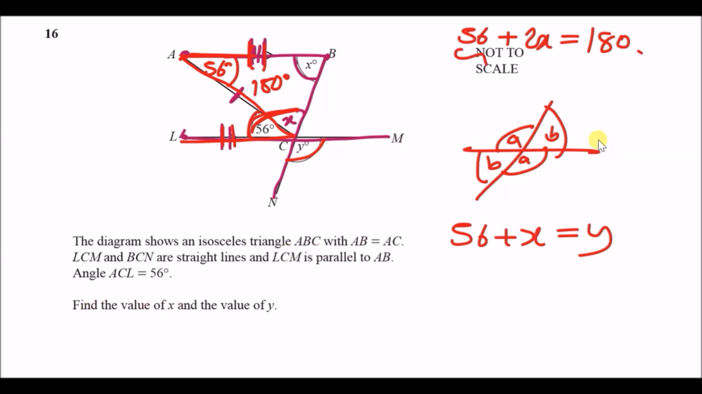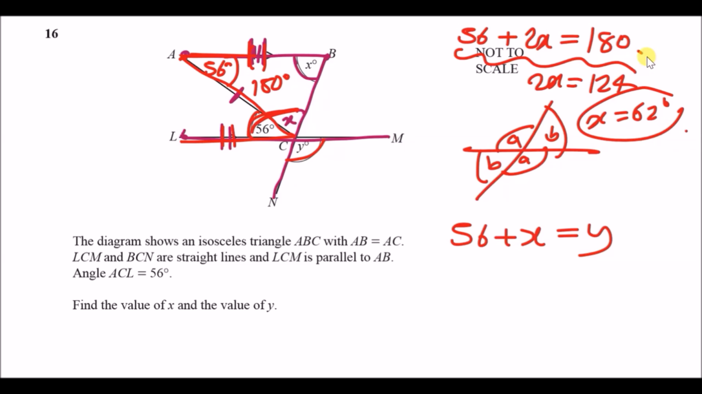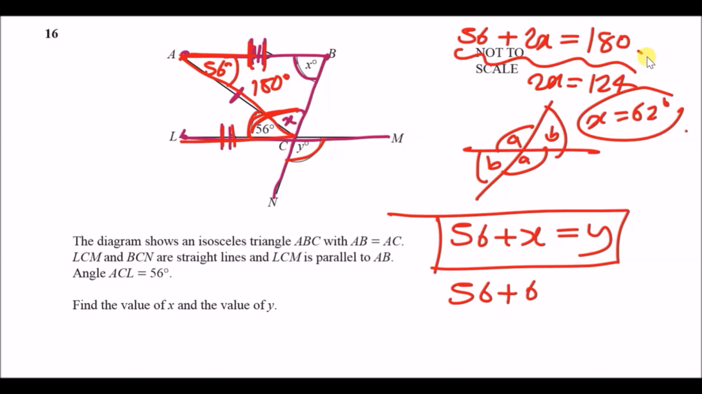Alright, let's do this part first. Let's calculate X. To find X, we first minus 56 across. So 180 minus 56 gives us 2X equals 124. Then halving this value to find X, we get 62 degrees. So that's good, now we've got 62. To find Y, let's use this equation. So you've got 56 plus 62, and that gives us Y. Adding your answer to the previous one, 62 plus 56, we get 118 degrees.